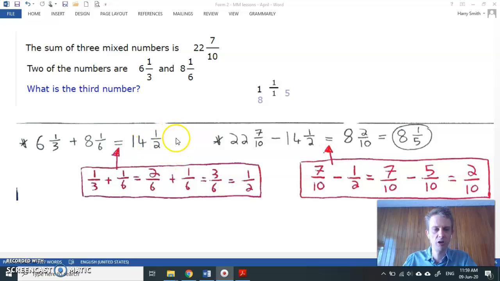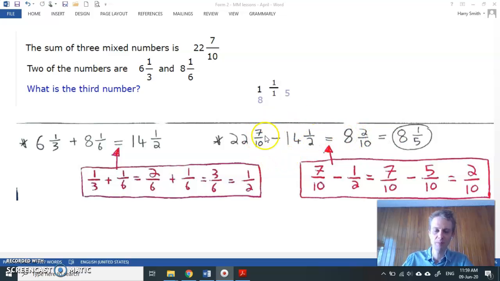Now 14.5 plus a number gives you 22 7/10. So if I do 22 7/10 minus my 14.5, I'm going to get my mystery number. I've used the quick method here again, boys and girls. 22 minus 14 is 8. 7/10 minus a half gives you 2/10. 8 2/10 is 8 1/5. You can use that quick method.